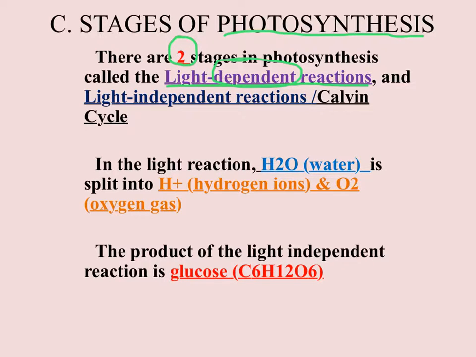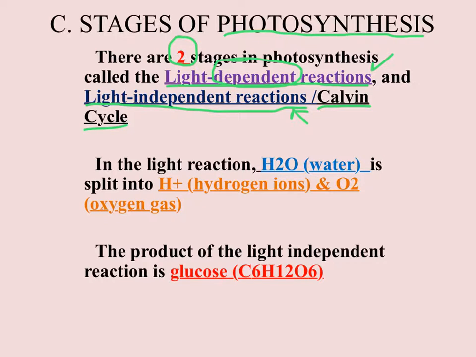The second stage or reaction in photosynthesis is called the light-independent reaction because it does not require light. It's independent. It doesn't require light for it to happen. It can happen in the dark. It is also called the Calvin cycle. So it can be called either one. Sometimes they call it the dark reaction. I don't call it that. So the first one is the light-dependent reaction, and the second one is called the light-independent reaction or the Calvin cycle. Those are the names of the two stages in photosynthesis.